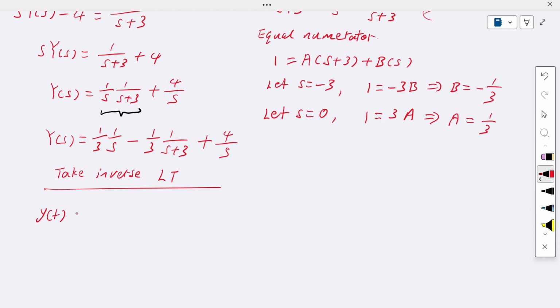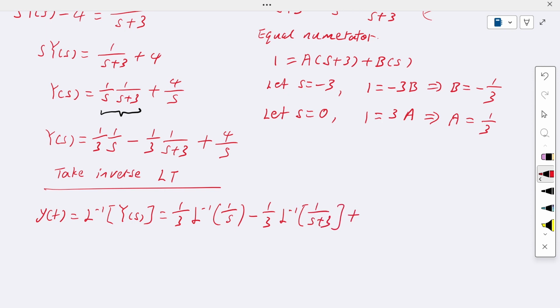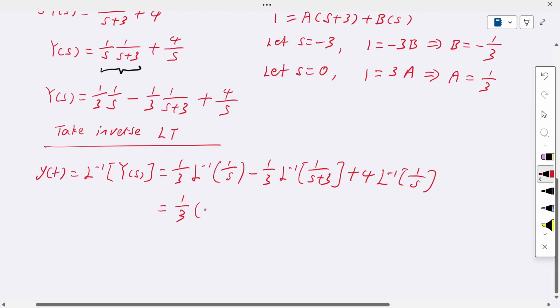So y of t is the inverse of capital Y of x. Okay, so we have 1 over 3, and we take the inverse Laplace transform of this 1 over x. Then minus 1 over 3, take the inverse of 1 over x plus 3. Here we have 4, and we take the inverse Laplace transform of 1 over x. In this case we have 1 over 3, because the inverse Laplace transform of 1 over x is equal to 1, right? So this is equal to 1.